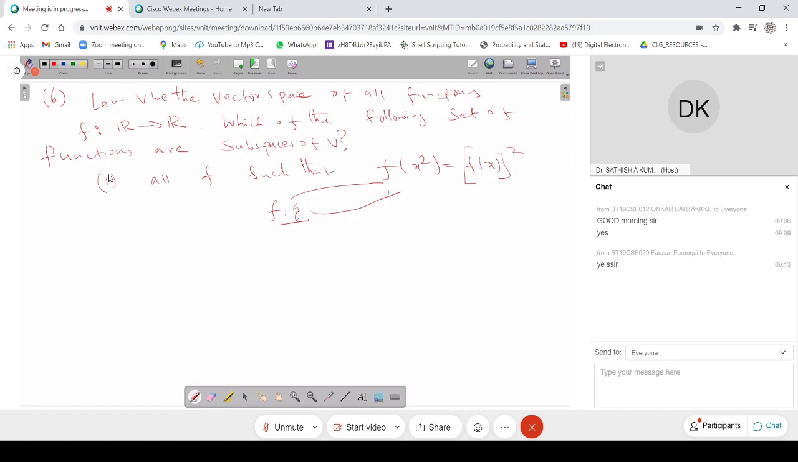That is the required condition. Okay, f of x square equal to f of x the whole square. You take those two functions. Those two functions will satisfy this. And what about their addition? That is the question.